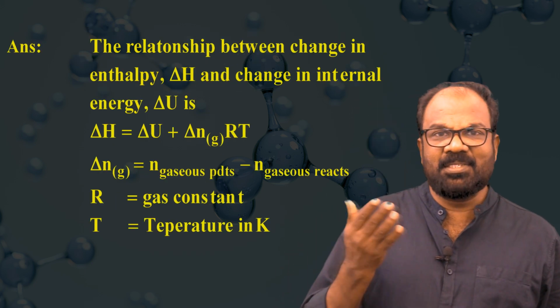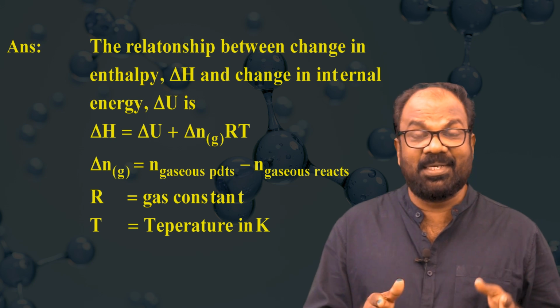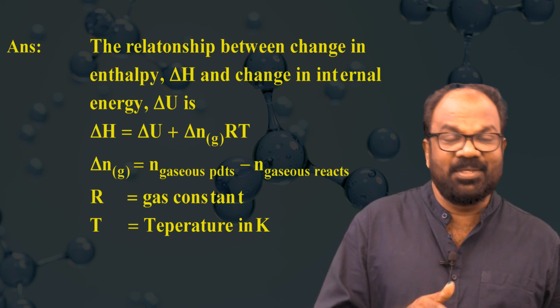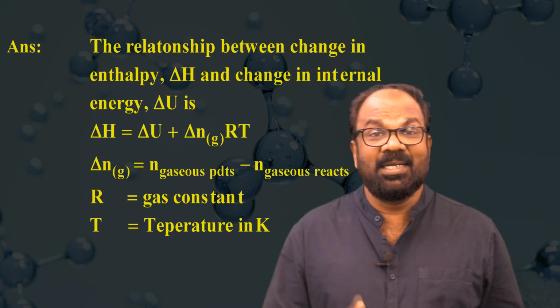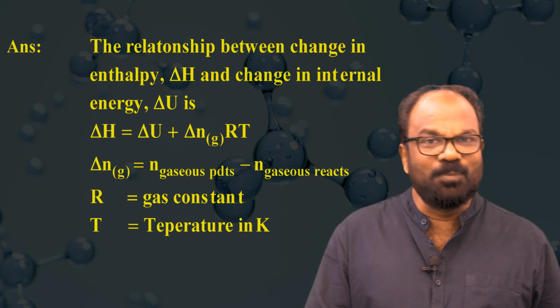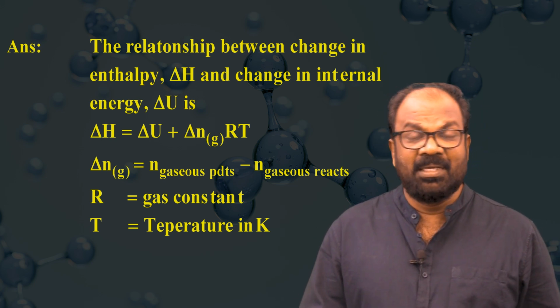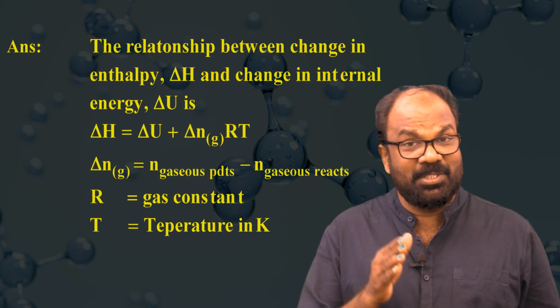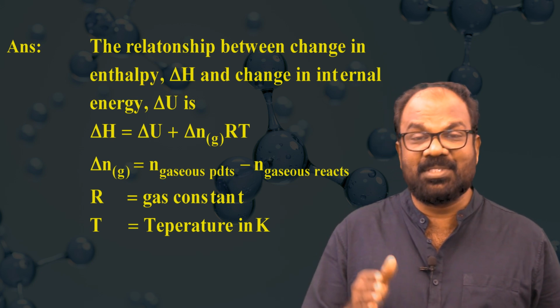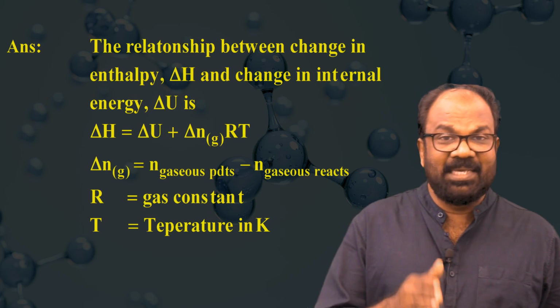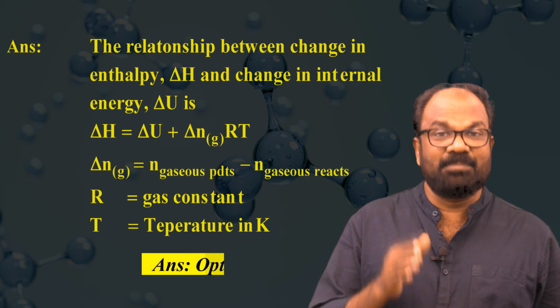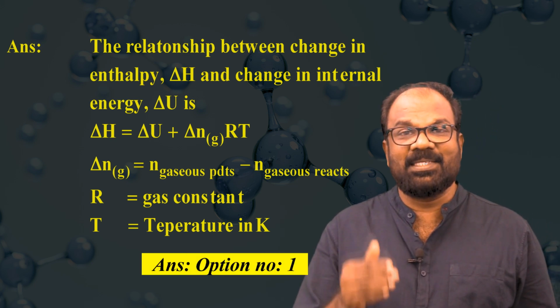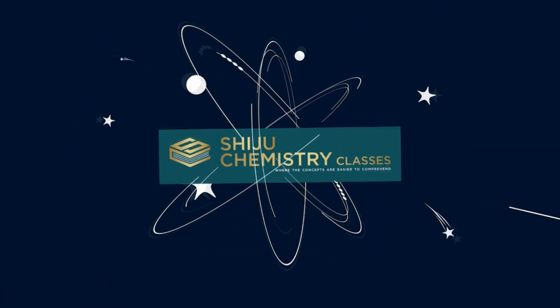Listen, the relationship between change in enthalpy delta H and change in internal energy delta U is delta H is equal to delta U plus delta nRT. Here delta n is the change in number of moles, that means number of moles of gaseous products minus number of moles of gaseous reactants. Here R is the gas constant and T is the temperature in Kelvin. So here the answer is option number 1.